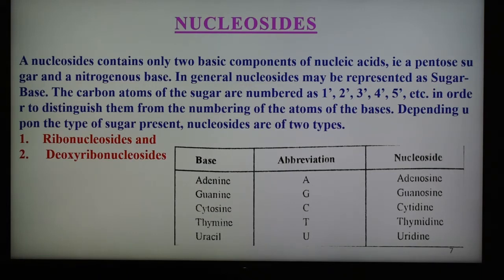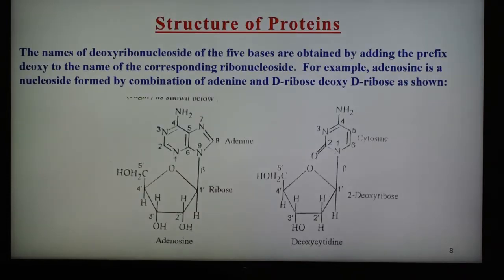the names of the deoxyribonucleosides of the 5 bases are obtained by adding the prefix deoxy to the name of the corresponding ribonucleoside, and these are deoxyadenosine, deoxyguanosine, deoxycytidine, deoxythymidine and deoxyuridine. So you have to add the prefix deoxy in the beginning. So these 5 deoxyribonucleosides can also be represented, and the structure is shown here in this way.